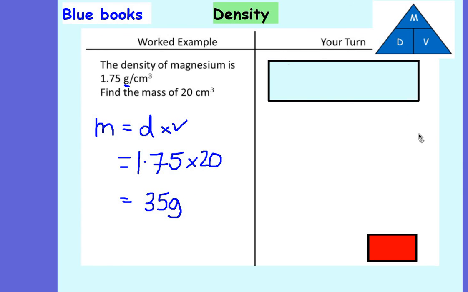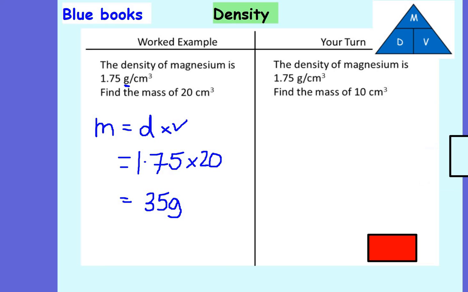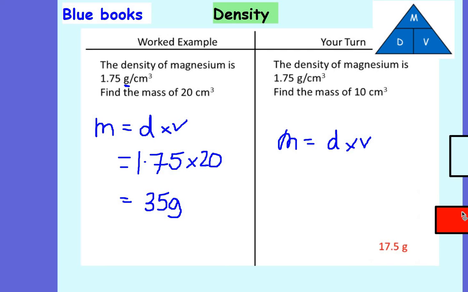Over to you guys in your dark blue books. Here's one for you. Do not use a calculator, please. Okay, hopefully you will have done mass is equal to density times volume. Therefore, you're looking at 17.5 grams.